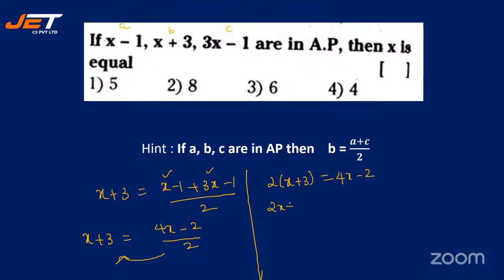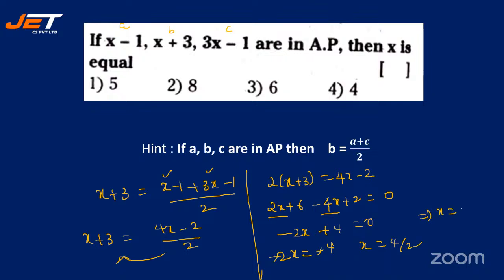So 2x plus 6, 3 2s are 6, minus 4x plus 2 is equal to 0. So 2x, you get minus 2x. 6 minus 2 is plus 4 is equal to 0. Minus 2 is equal to minus 4. x is equal to minus minus gets cancelled. 4 by 2, which implies x is equal to 2.